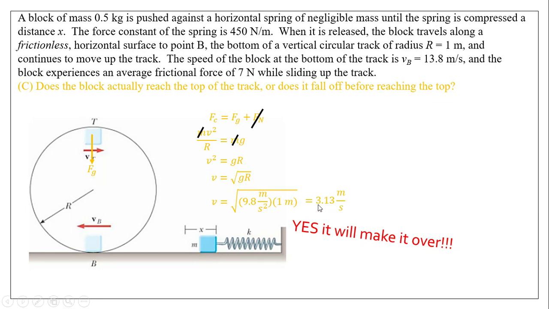Because this value of 3.13 is less than what I got in part B, I think on part B I got the answer 7.95. Because 3.13 is less than what I have, it'll make it over, because the speed at the very top is 7.95, which exceeds what you need. Because what you have is more than what you need, it will make it over.